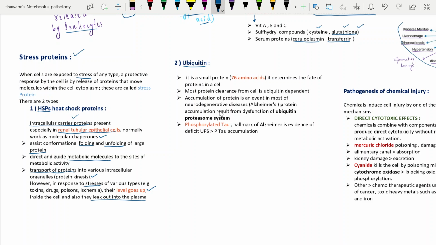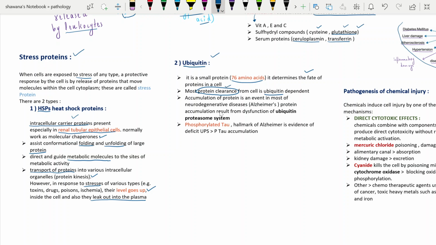The second stress protein is ubiquitin. Ubiquitin is a small protein of about 76 amino acids, and it is very important because it determines the fate of many proteins in the cell. What is protein clearance? Protein clearance means that if the protein is of no usage, or, for example, if it is a dysfunctional protein, the ubiquitin causes the protein clearance from the cell.